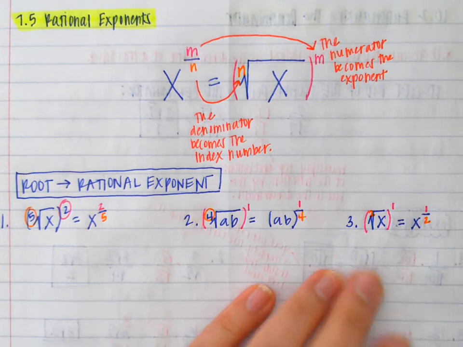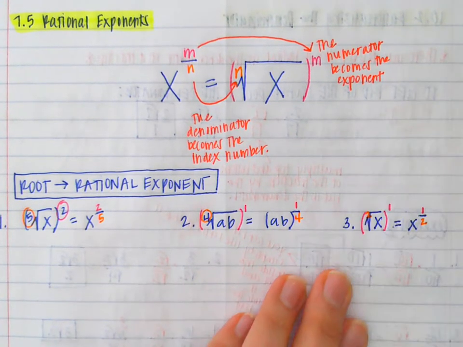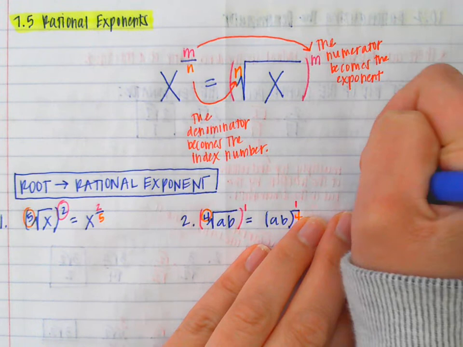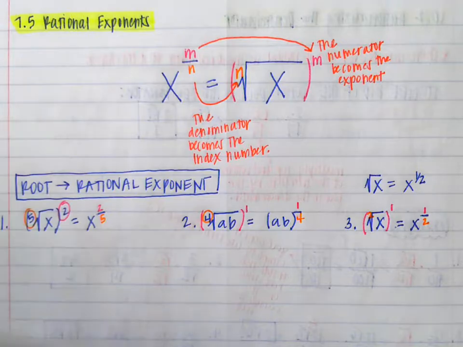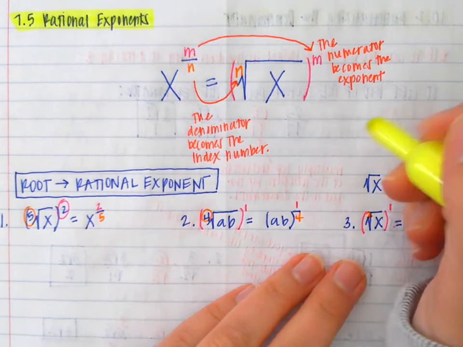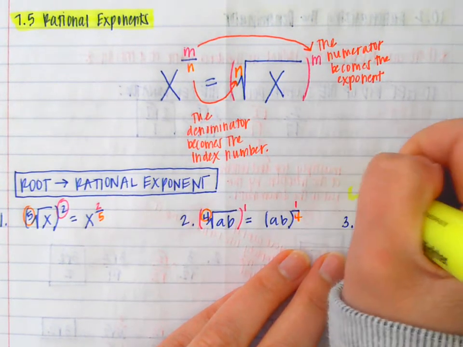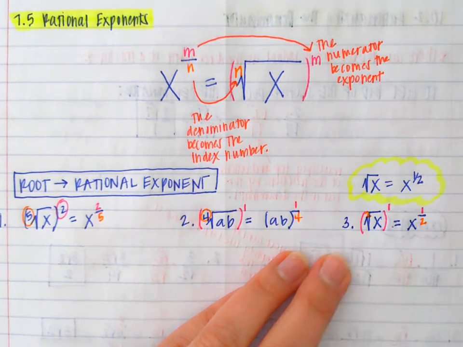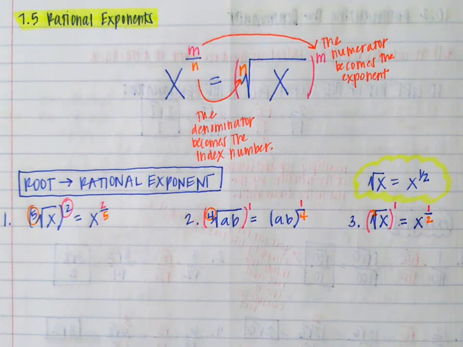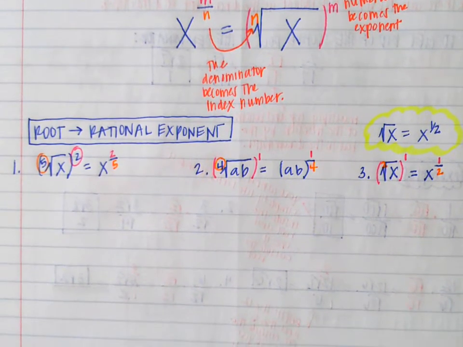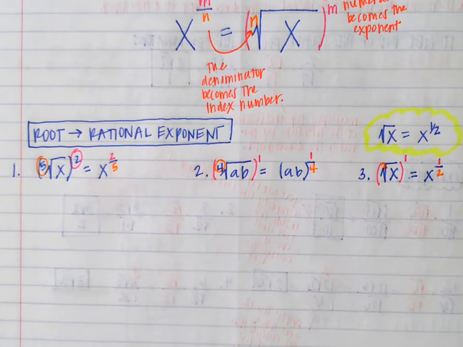I'm going to rewrite that above this. The square root of x is the same as x to the 1/2. That is so important. I use it a ton in honors Algebra 2. We use it in Algebra 2. Just knowing that and remembering that is super important. Okay, so now we were going from roots to rational exponents. Let's go backwards. Let's go from rational exponent to root.